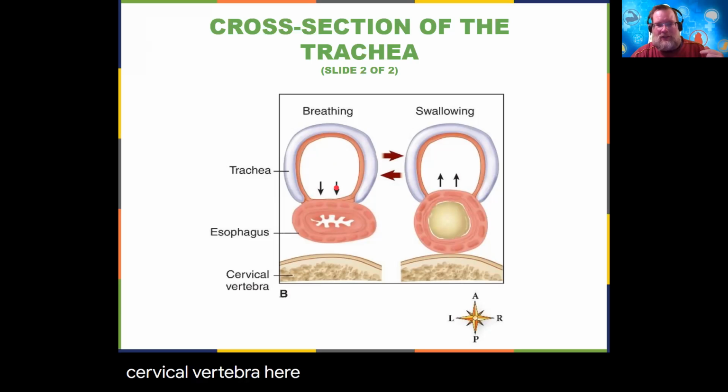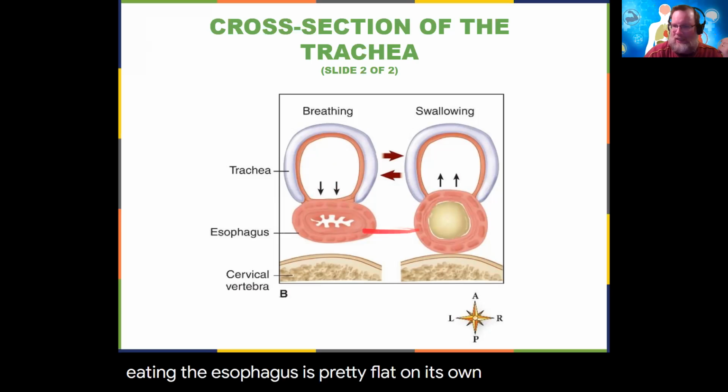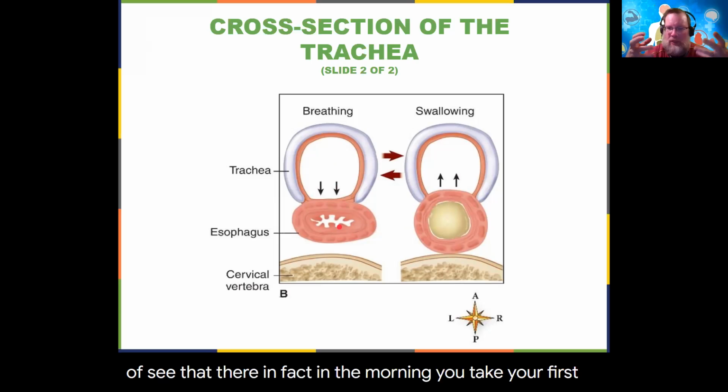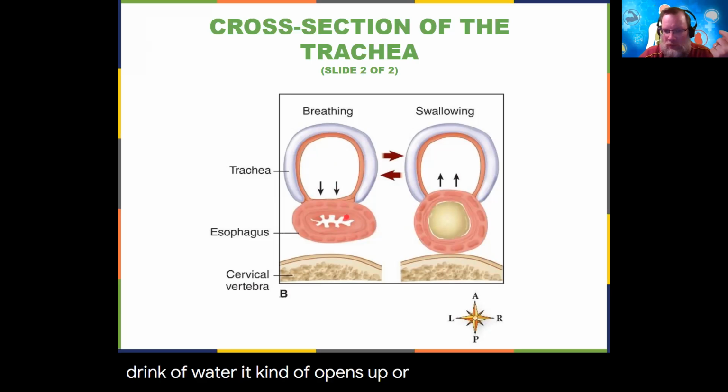Okay. So when we swallow food, it goes into the esophagus. Okay, that's your food tube. So the esophagus is going to expand. Generally, when we're not eating, the esophagus is pretty flat on itself, so you can kind of see that there. In fact, in the morning, when you take your first drink of water, it kind of opens up or stretches out that esophagus a little bit.